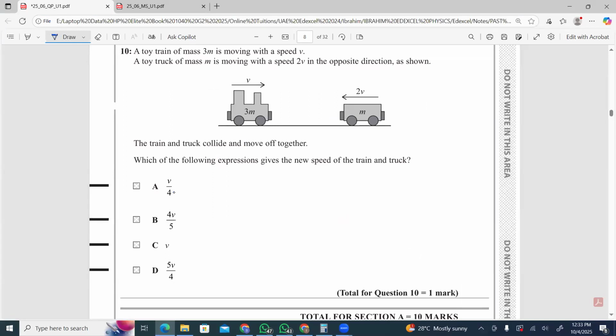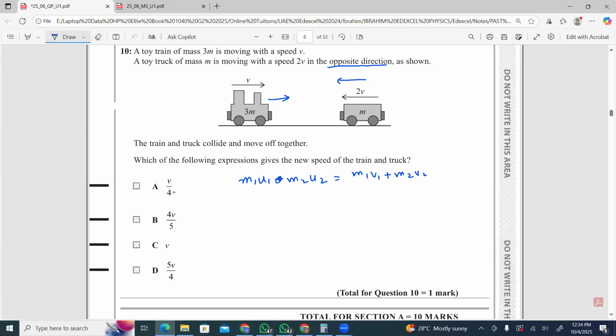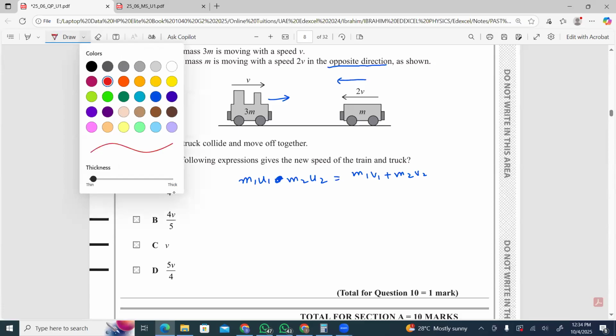Very easy question. In law of conservation of momentum questions, first of all, without seeing anything, just write the equation of conservation of momentum, which is m1 u1 plus m2 u2 equals m1 v1 plus m2 v2. Then look for the keywords. Since they are moving in opposite directions and momentum is a vector quantity, if one momentum is going this way, the other is going the opposite way, so it has to be negative. Therefore, remove this plus and put a negative here.